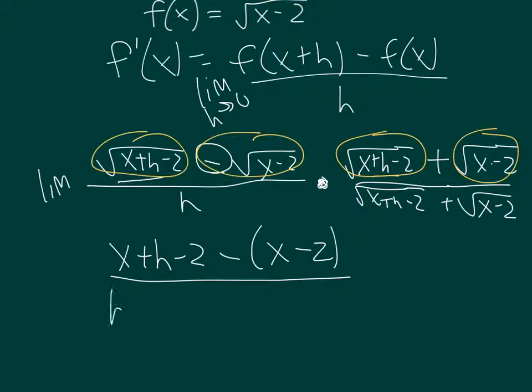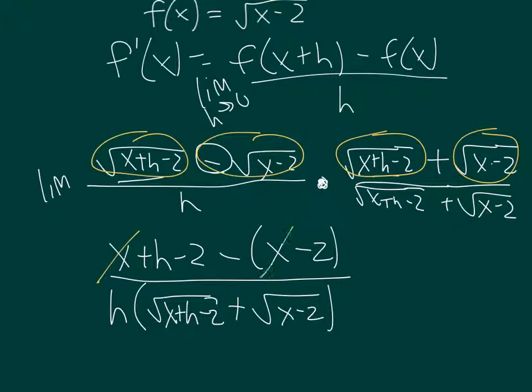From the bottom, we have h, and then we have our square root of x plus h minus 2 plus the square root of x minus 2. Okay, so we're still not there yet, but we're close. x minus x, those cancel out. And minus 2 minus minus 2 is plus 2, those cancel out. From the top, all I have left is h. From the bottom, I have h times our square root part, so now our h's will finally cancel out.